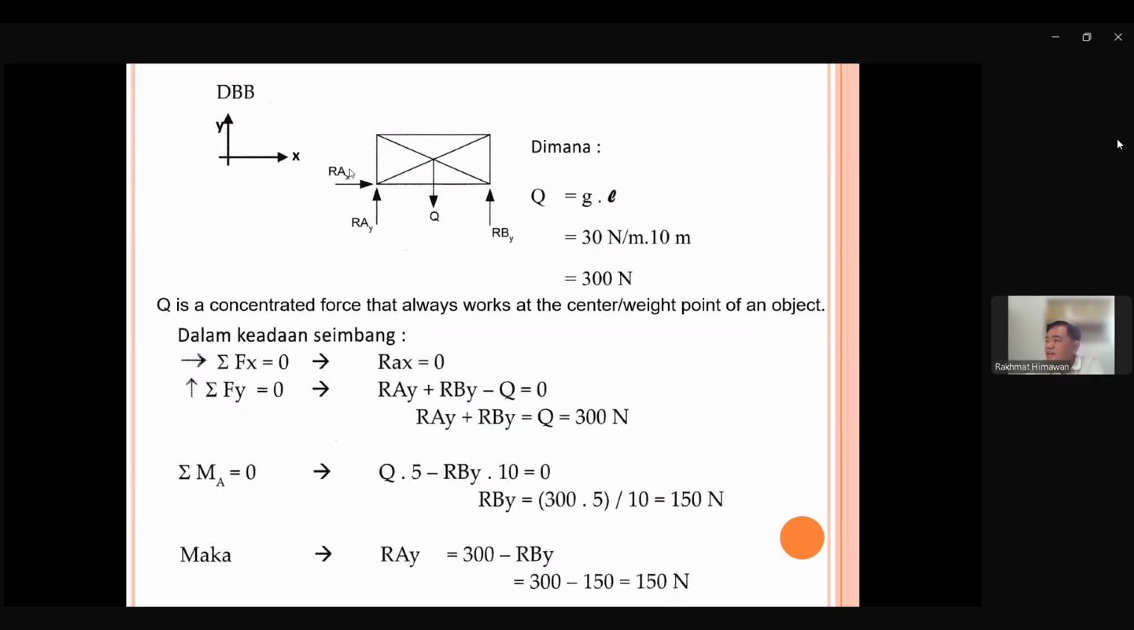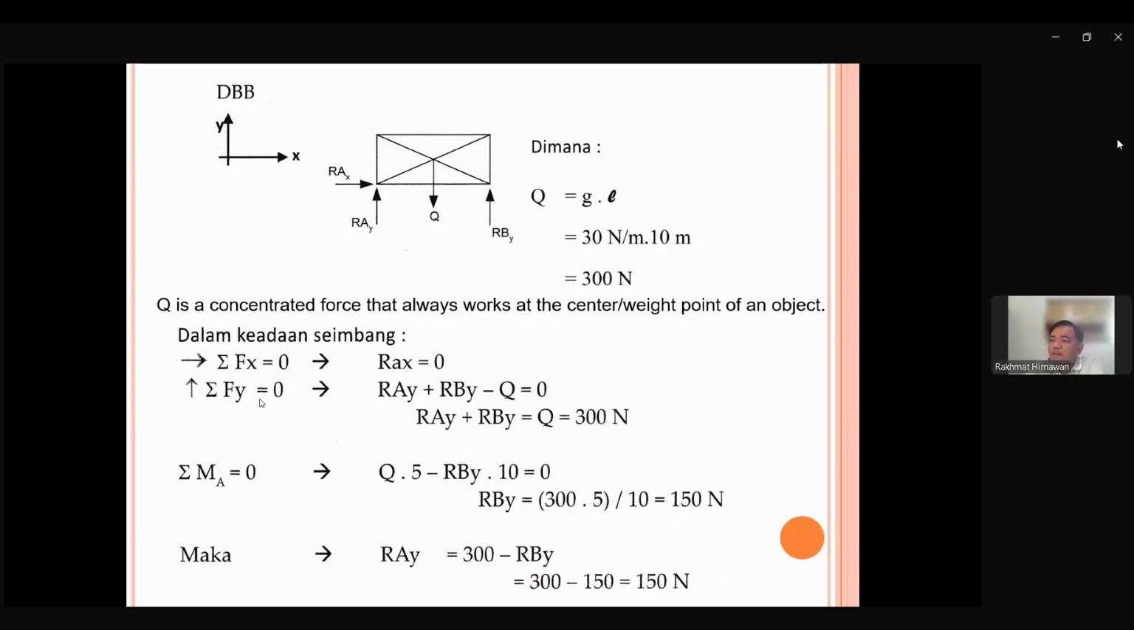Let's discuss it. Now, we have sigma Fx equal to 0. The only one that has x direction is RAX. There is no other. So that means sigma Fx equal to 0, RAX equal to 0, because there is no other force in x direction. This is logical because the acting force is just going downward, all in y direction. That's why there is no x direction of the acting force, and thus RAX is 0.